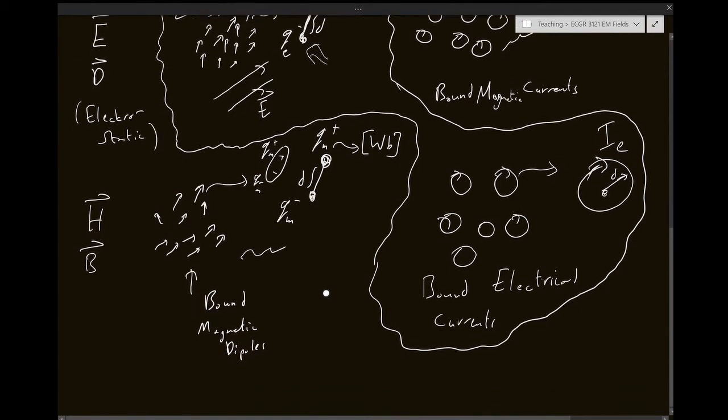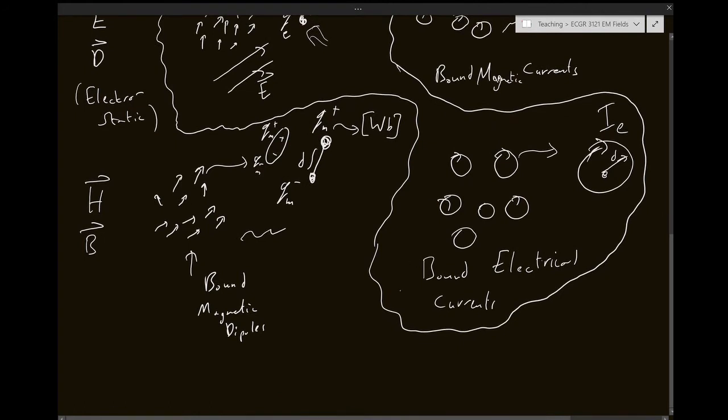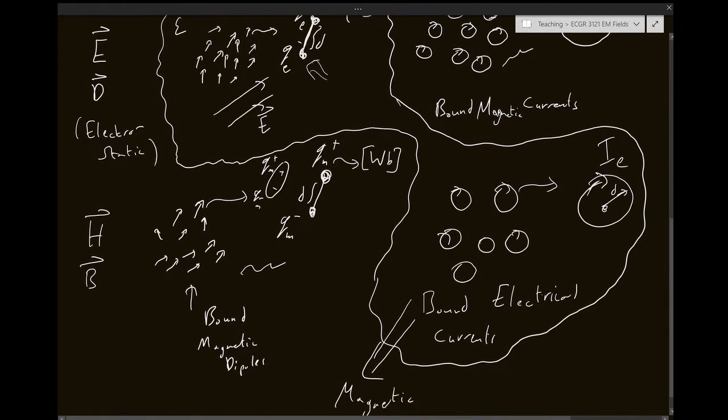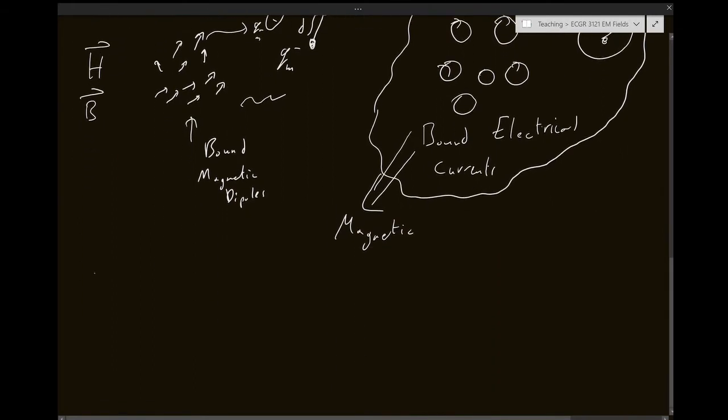Okay, so this magnetic dipole is the building block for modeling materials in the same way that the electrical dipole was the building block for describing different kinds of materials in electrostatics, mainly dielectrics. All right, so we have to start with the magnetic dipole.